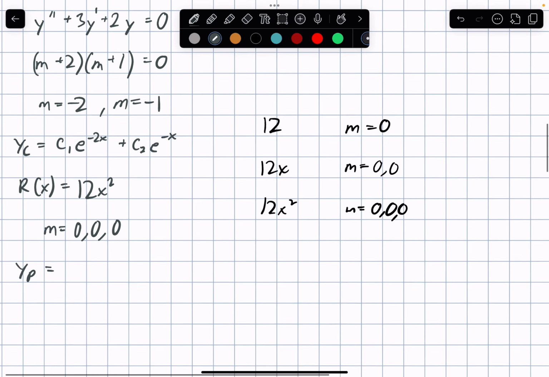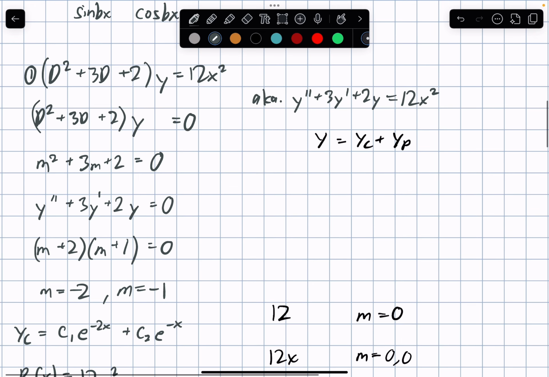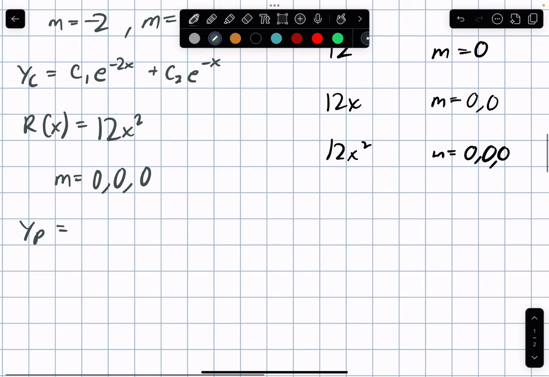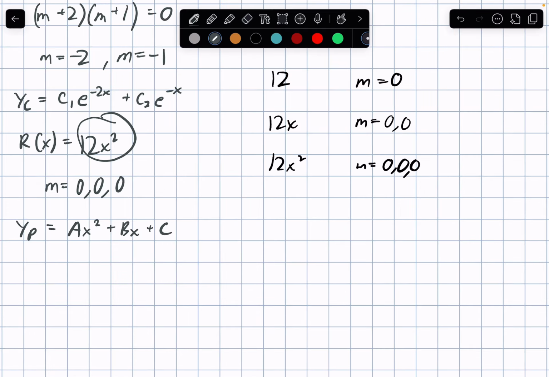We base what our y sub p looks like according to the right hand side of our given, no? So 12x squared, that's gonna be a x raised to 2 plus bx plus c. If ever, for example, we are given instead 12x, 12x plus b will suffice. If we're given just 12, I think it's ax. We'll see.